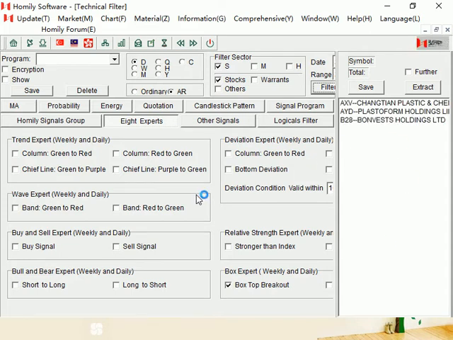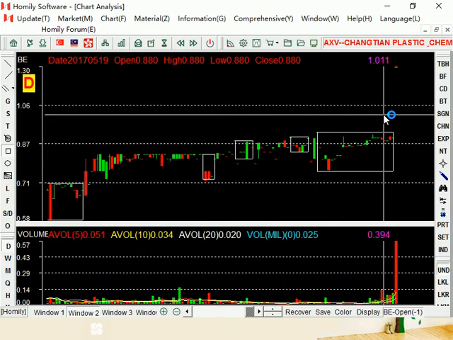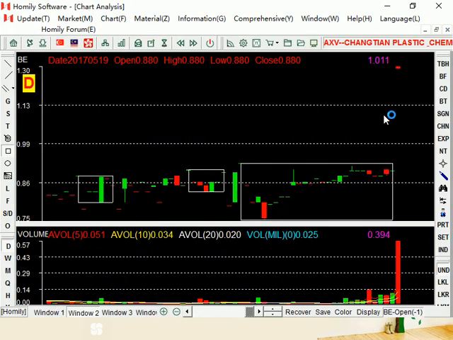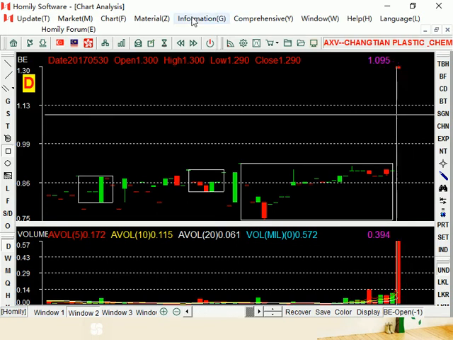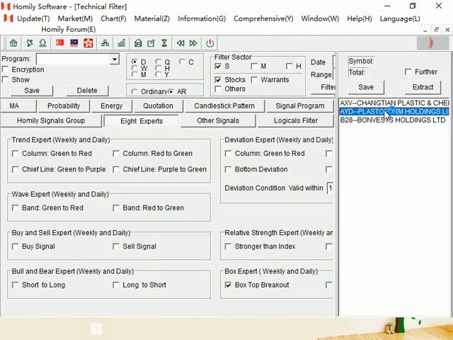Okay, then we can see the first one. If you see a stock like this, will you get in or not? Cannot, because this is a big gap. We'd better give up this stock. Then we can see the next one.